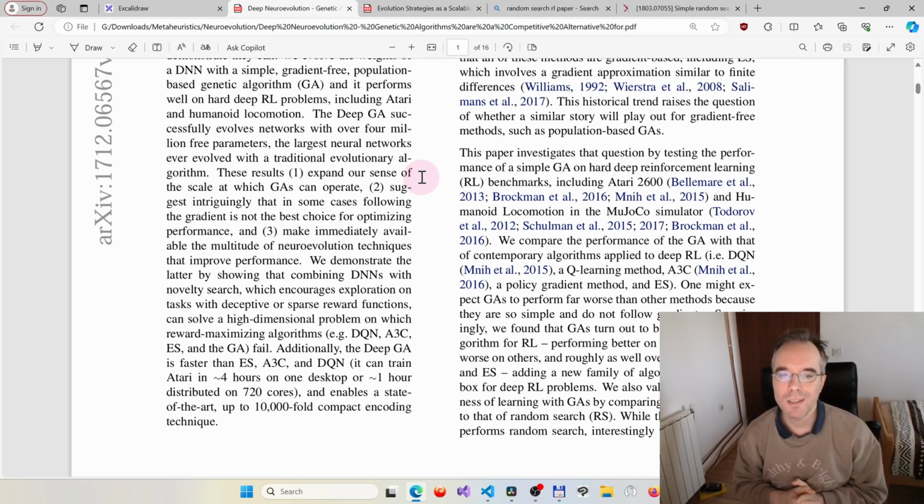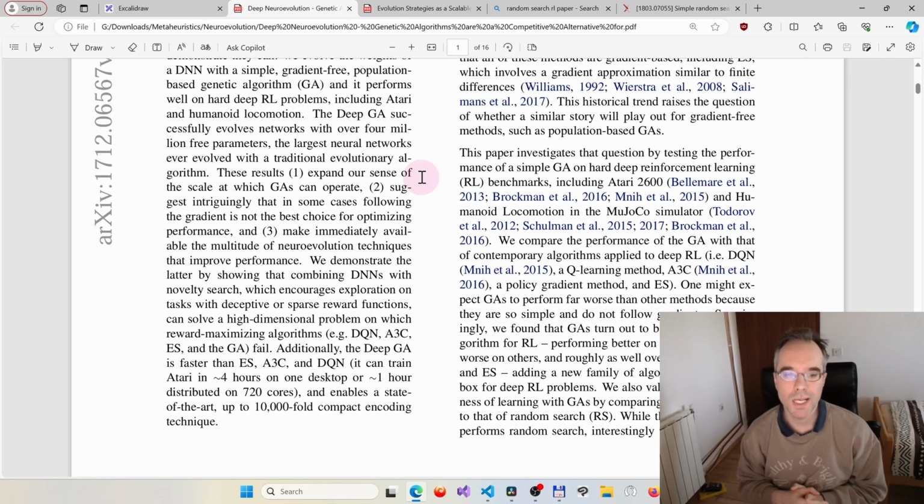3. Make immediately available the multitude of neuroevolution techniques that improve performance. We demonstrate the latter by showing that combining DNNs with novelty search, which encourages exploration on tasks with deceptive or sparse reward functions, can solve a high-dimensional problem on which reward maximizing algorithms fail.